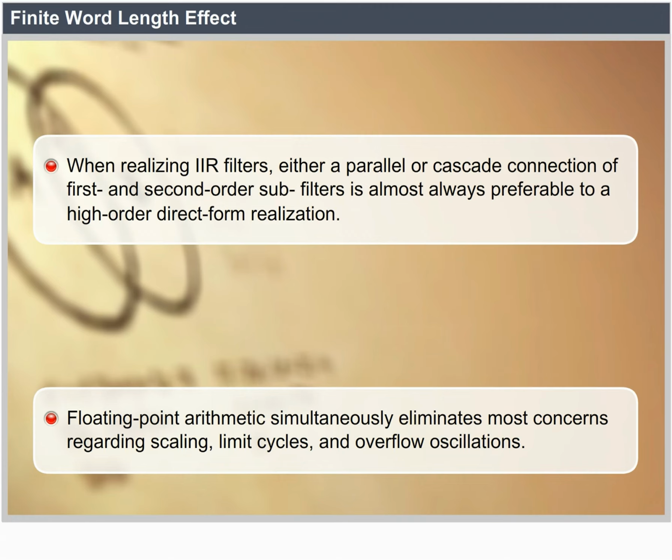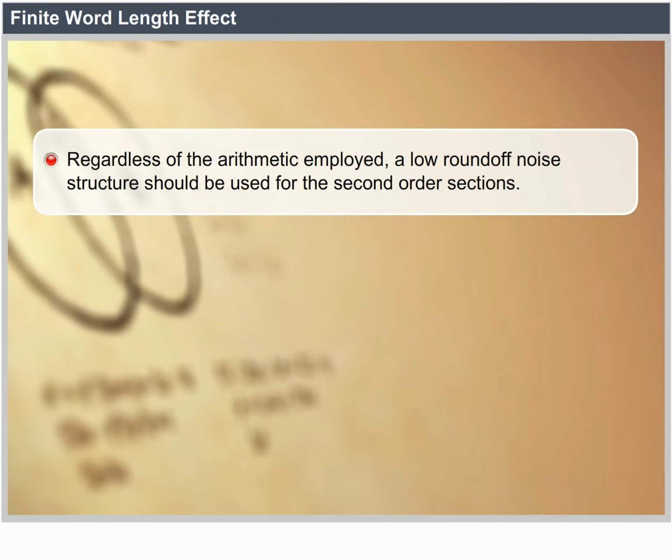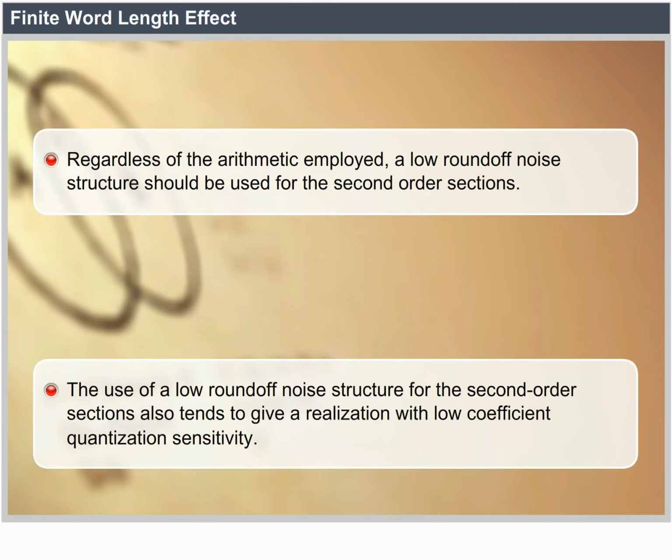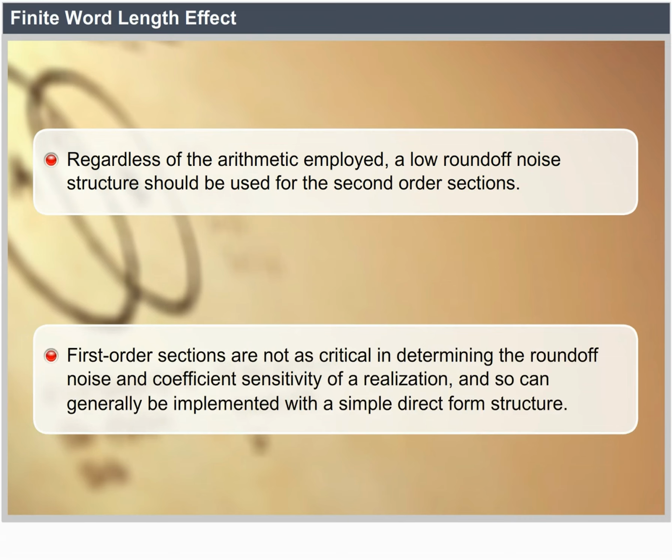Regardless of the arithmetic employed, a low roundoff noise structure should be used for the second order sections. The use of a low roundoff noise structure for the second order sections also tends to give a realization with low coefficient quantization sensitivity. First order sections are not as critical in determining the roundoff noise and coefficient sensitivity of a realization, and so can generally be implemented with a simple direct form structure.